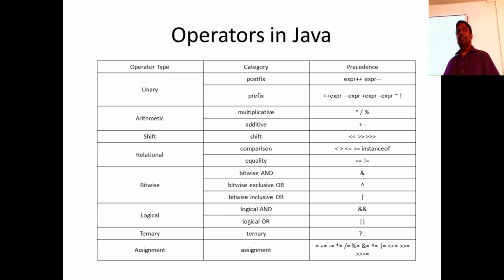We'll move to operators in Java. Compared to C++, Java is very easy. The thing is, most of the operators we have already learned. Unary operators, postfix and prefix. Can you remember? I plus plus and plus plus I. What is the basic difference between a postfix and a prefix operator?